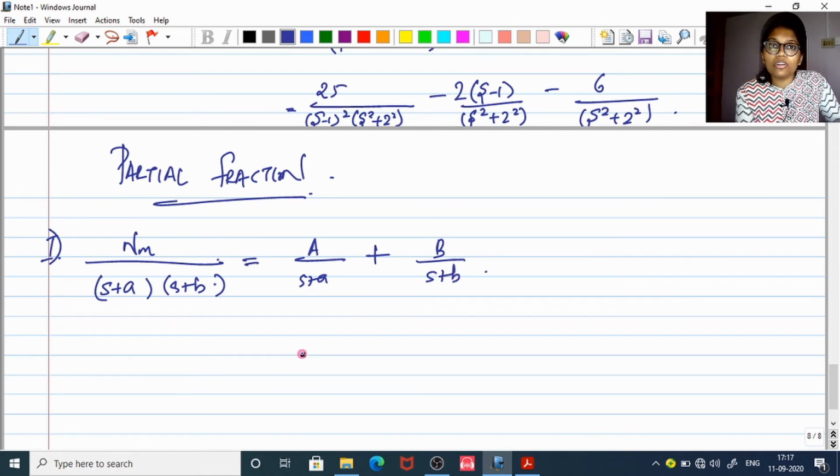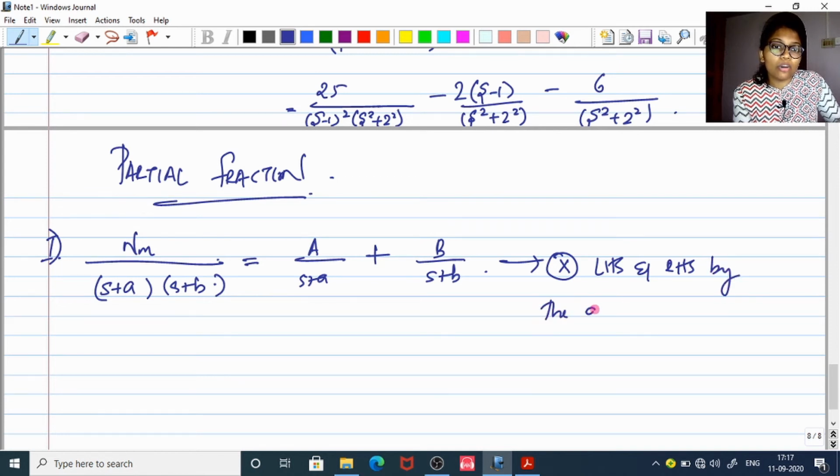Later on what you need to do is multiply both sides, multiply LHS and RHS by the denominator of your LHS. In this case, the numerator is multiplied with the denominator of the LHS, which means we will be left with only the numerator itself. Now A by s plus a, multiply the RHS by the denominator of LHS, so you will have s plus a into s plus b coming over here.